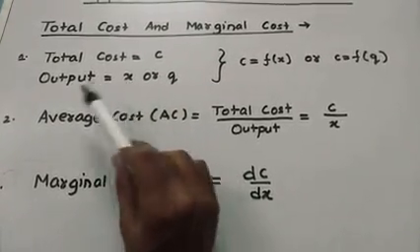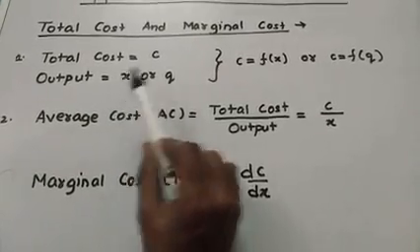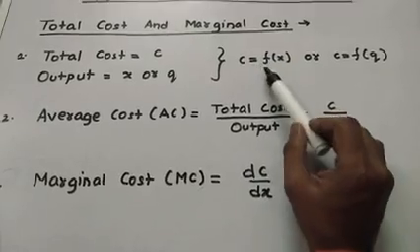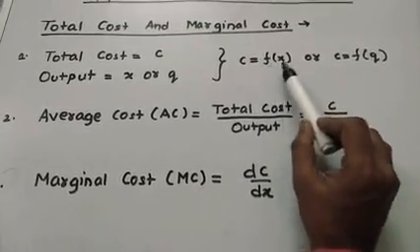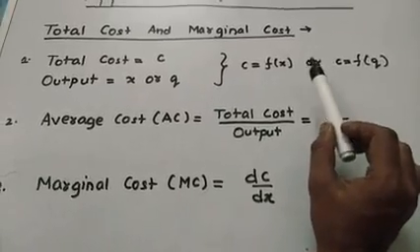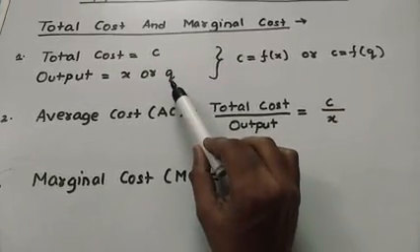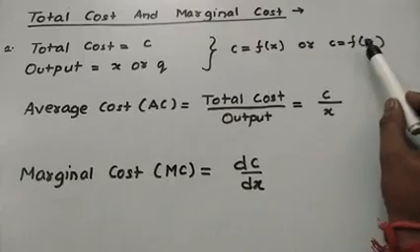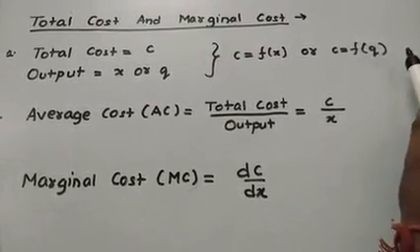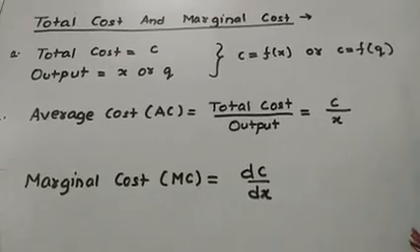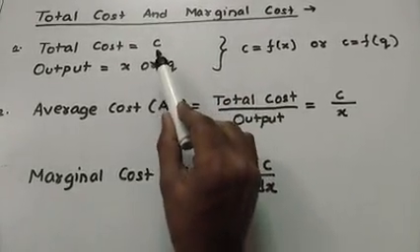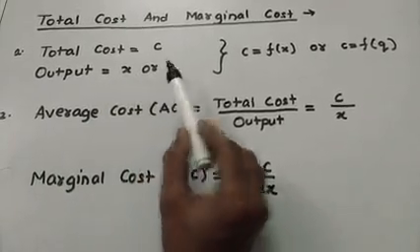Now suppose your output is given as X, that means your total cost, that is C, will represent a function of X. Suppose C equals X cube plus X square plus X plus 1, like that. Or if output is represented as Q, then your C will be a function of Q, that is Q cube plus 2Q plus 1, like that, in terms of Q. So this is about the total cost notation with output notation X or Q.